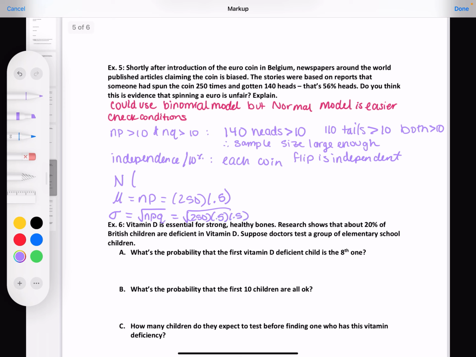So y'all have to tell me what these numbers are equal to. 125 is the first one. npq equals the square root of 250 times 0.5 times 0.5, which is 7.91. So the normal model is N of 125 and 7.91.